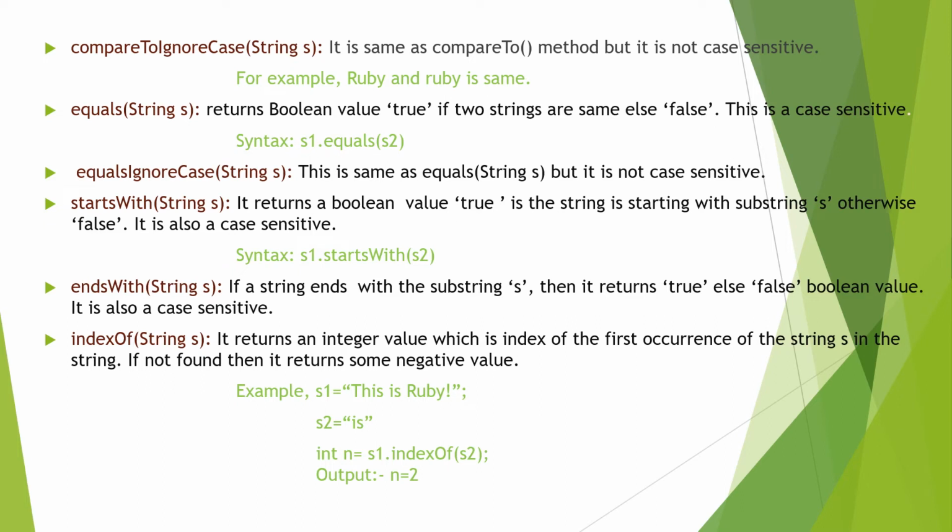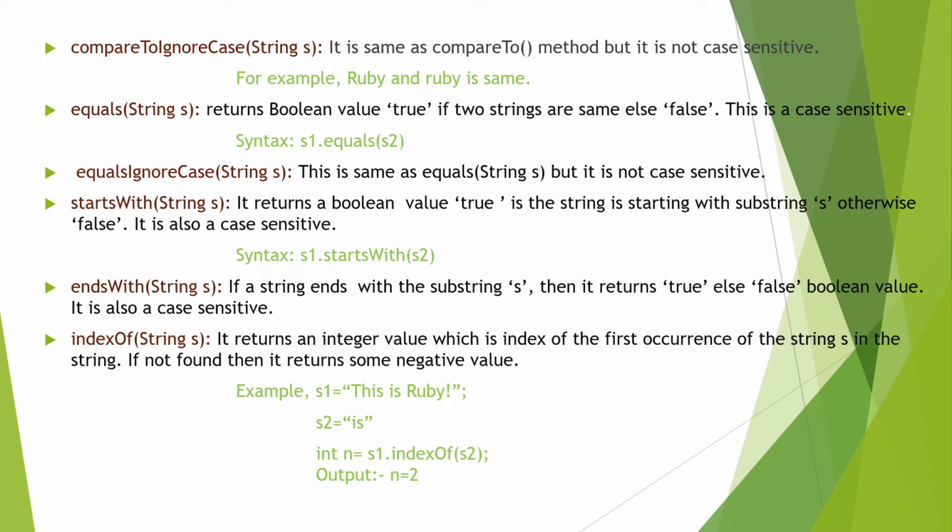Next is indexOf(String s). It returns an integer value, which is the index of the first occurrence of this substring s in this string. If it is not found, then it returns some negative value. So s1 equals "this is Ruby", s2 equals "is", then int n equals s1.indexOf(s2).